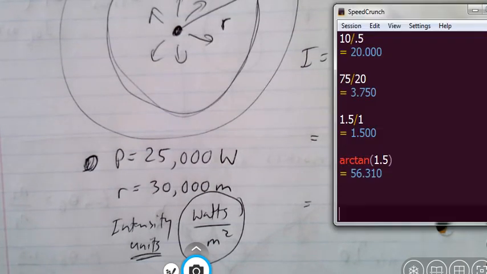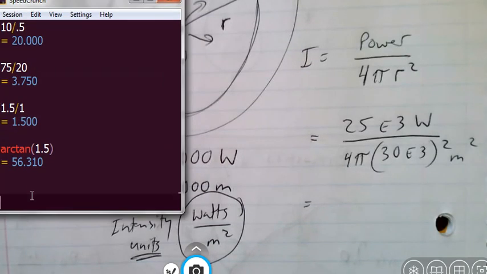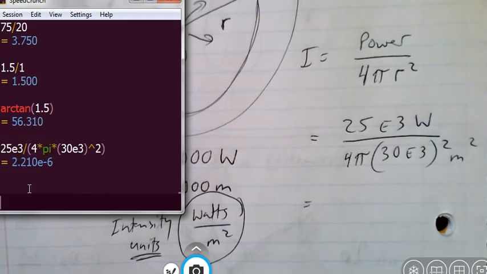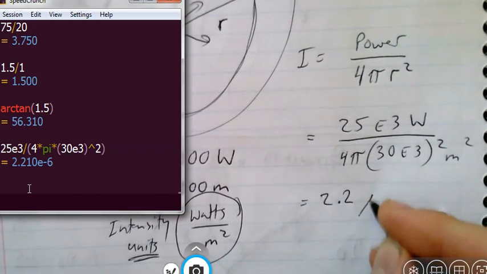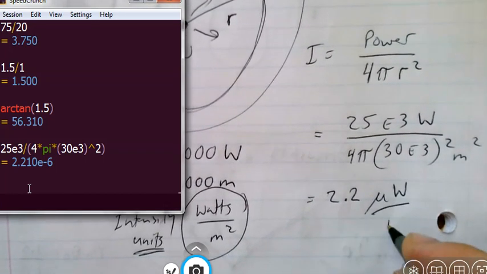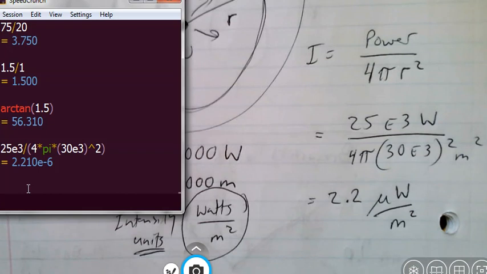So let's go ahead and calculate that. I'll bring up my calculator, and this is 25e3 divided by 4 times pi times 30e3 squared. And so our answer is 2.2 microwatts per meter squared. It doesn't sound like a lot, but it turns out that that's actually enough to pick up a signal and be able to hear something like a radio broadcast.